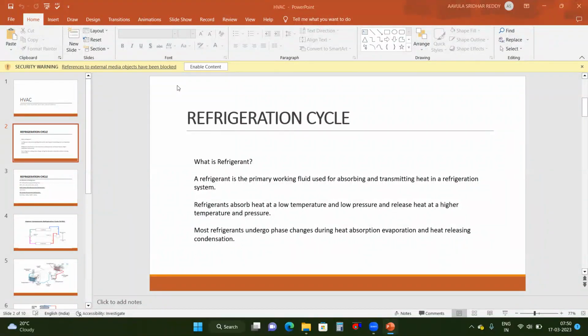So what will refrigerants do? Refrigerant will absorb heat at low temperature and low pressure and release heat at high temperature and high pressure. Most refrigerants undergo phase change: evaporation during heat absorption, and condensation during heat release. Refrigerants generally change phase from liquid to gas and from gas to liquid in the evaporation and condensation processes. We will understand this refrigeration concept more clearly next.